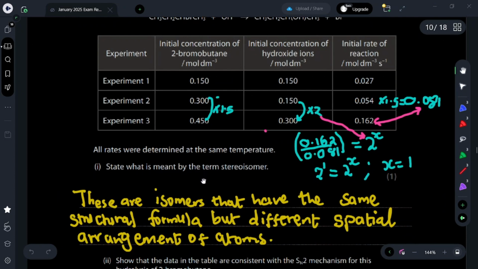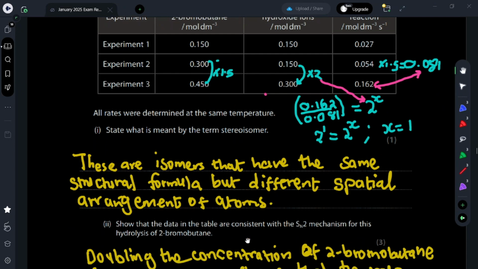Now, what is meant by the term stereoisomer? We should not lose this mark on direct questions from our textbooks or revision notes, where we only need to know the definition. These are isomers that have the same structural formula but a different spatial arrangement of atoms. Yes, the arrangement of atoms in space is different.